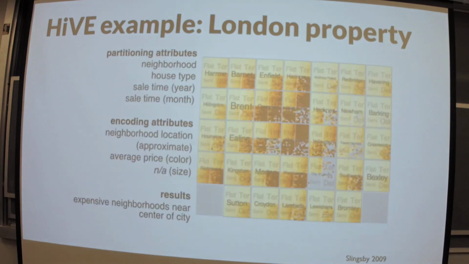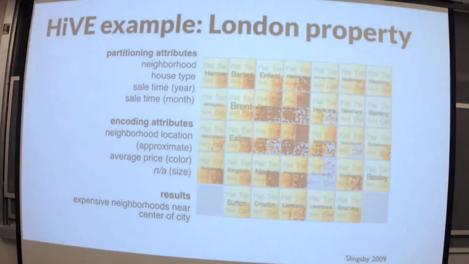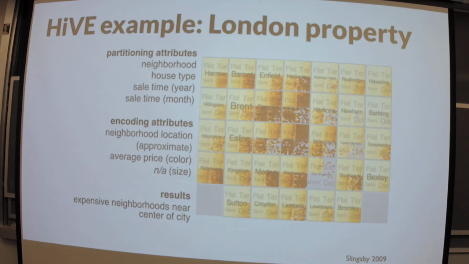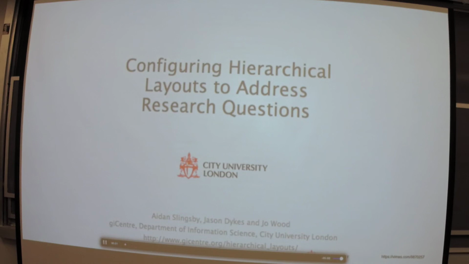But I could take the same data set and slice it completely differently. So I could slice it first by neighborhood, then by house type, then by sale time in year, then by sale time in month. And then I could encode neighborhood location approximately, so that the neighborhoods that are in the center of London are somewhere in the center. And then I could use average price as color. And I could choose not to use size and just have a uniform size. And so what I can see here is that the price depends a little bit on the distance to the city center. So here's a video that demonstrates this tool.